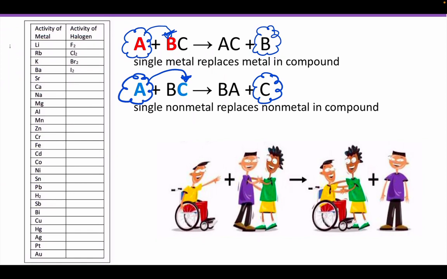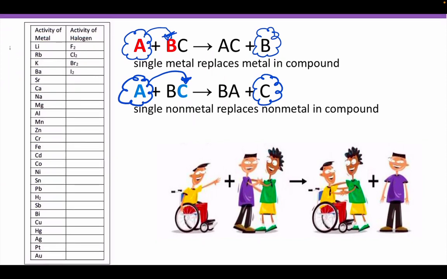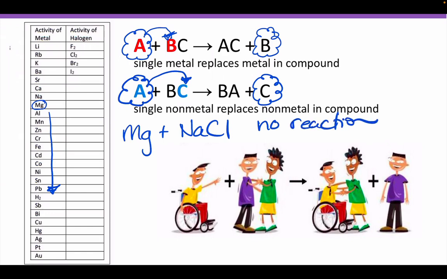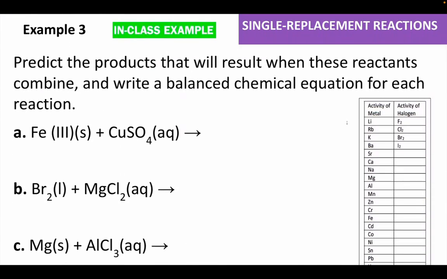This is on your periodic table. So a metal like magnesium would be able to replace any metal underneath here. But if it was magnesium plus sodium chloride, that reaction would not happen because sodium is more reactive. So let's do a few examples.